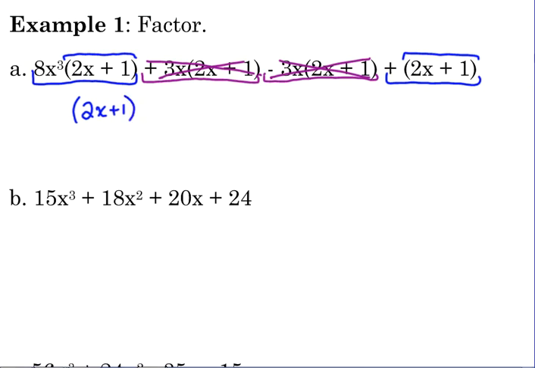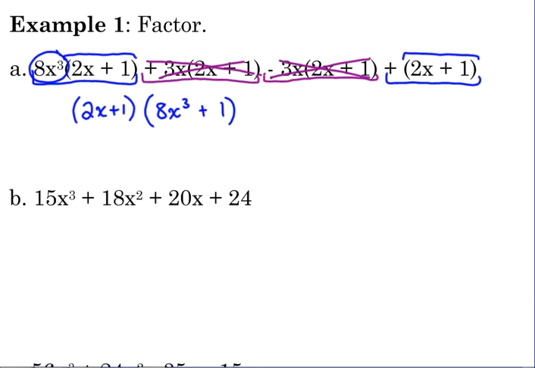So if we pull that out in front, we are left with the 8x cubed from the first term. We pulled out the 2x plus 1, we're left with the 8x cubed. And then in the last term, 2x plus 1 is the GCF. We don't just leave it blank. Remember, if you factor out the entire term, you've got to put a plus 1 there to hold its place.